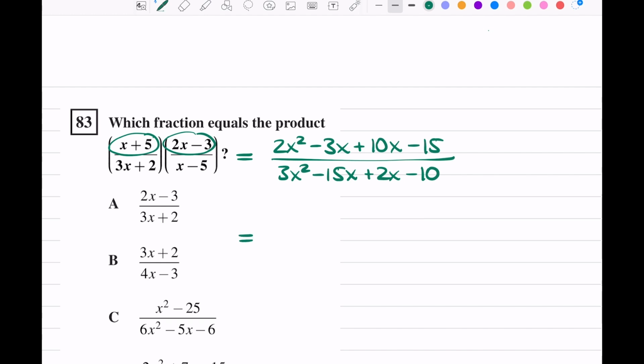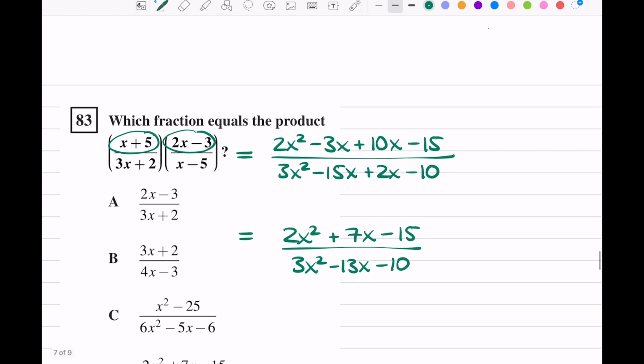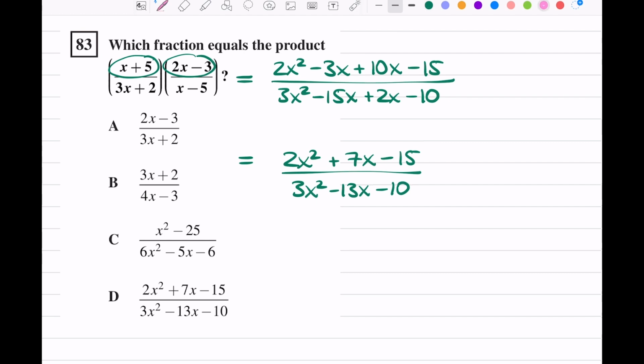And simplifying this, we get 2x squared, and negative 3x plus 10x gives us 7x. Negative 15x plus 2x gives us negative 13x, and we have minus 10 at the end. And we have our answer. Looking at the options, that would be option D. If we were able to cancel something in the beginning, we would have gotten a simpler answer like A and B. However, since there was nothing to cancel, we had to multiply our fractions out and get an answer that looks like this.